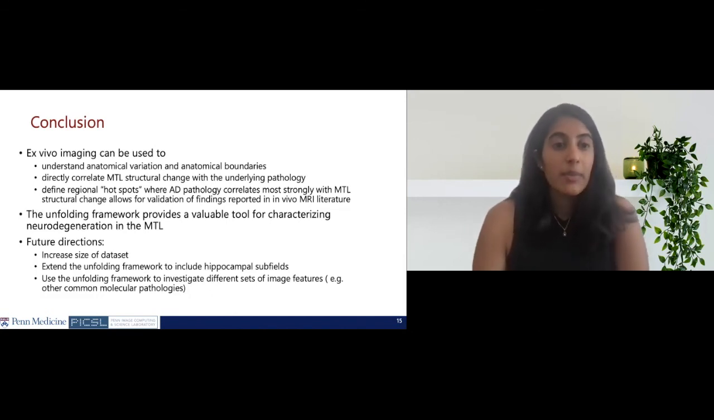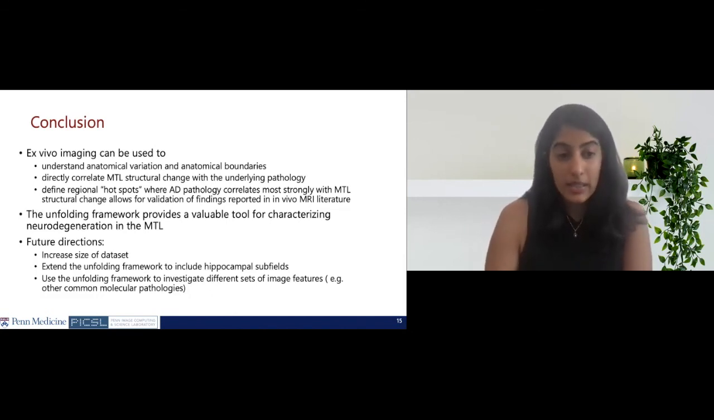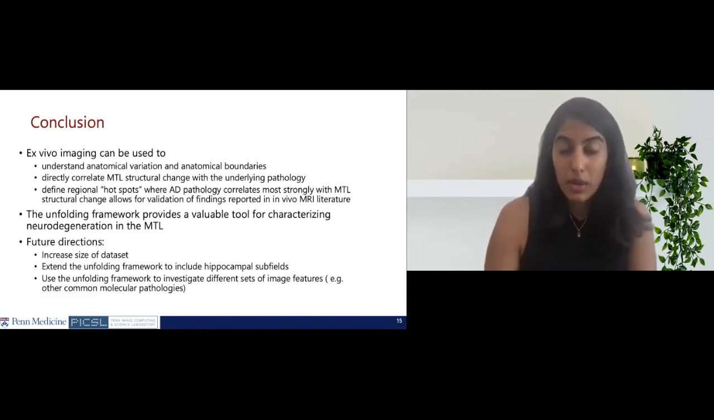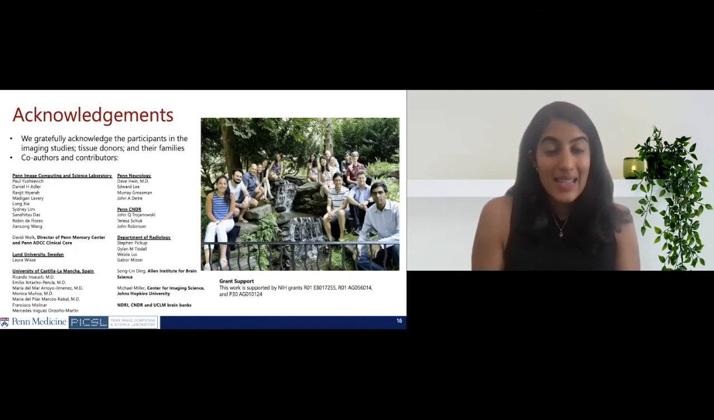In future work, my work will focus on increasing the size of the data set, extending the unfolding framework to include the hippocampal subfields, and using the same framework to study a different set of imaging features, such as other common molecular pathologies.